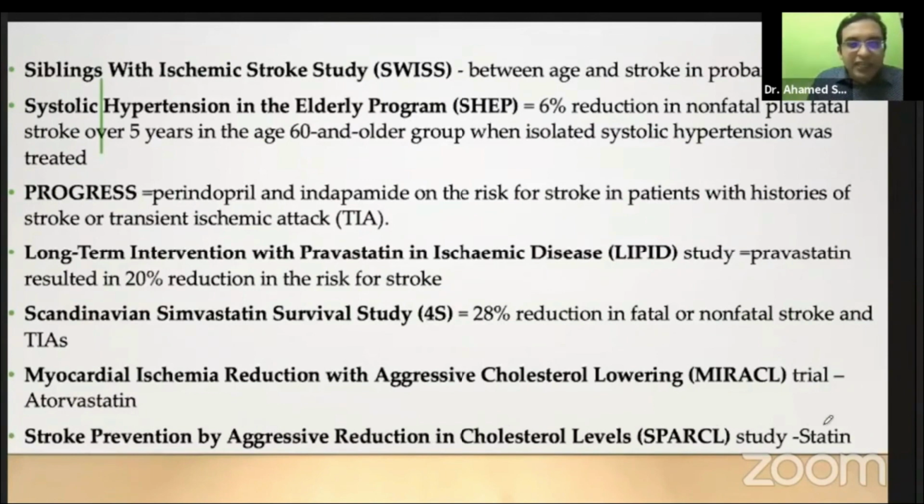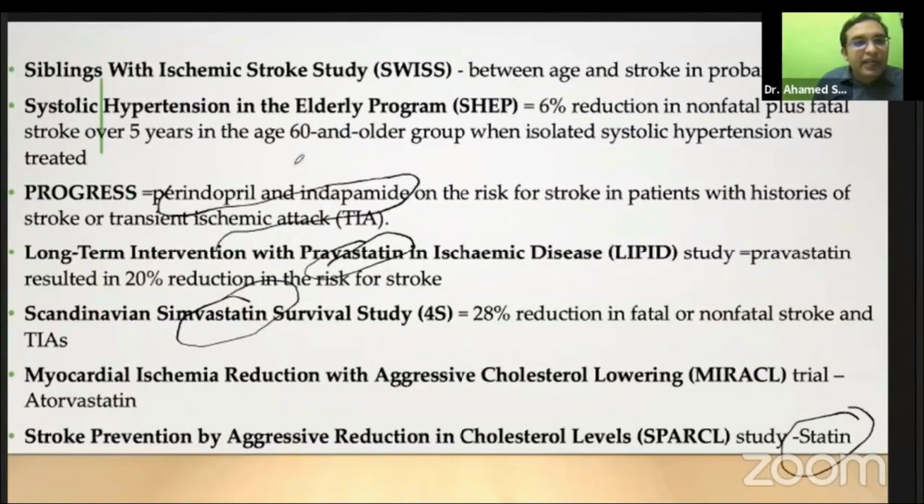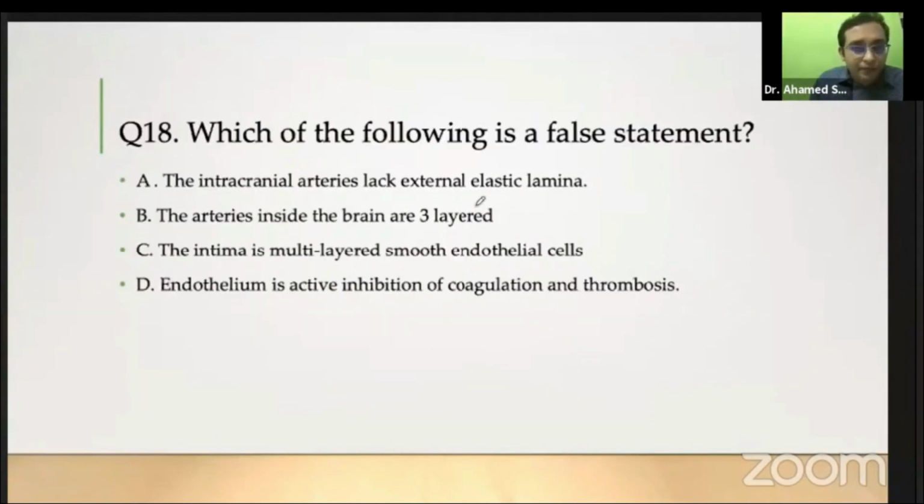So the SPARCL trial was actually dealing with statins, especially atorvastatin, and high dose statin was found to be useful in this study. And there are some studies like studies on pravastatin, simvastatin, and the PROGRESS study dealt with perindopril and indapamide. And this is actually a hypertension study, and this is about a study on stroke in the probands, maybe, and the siblings, especially.